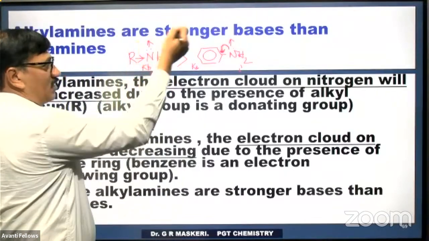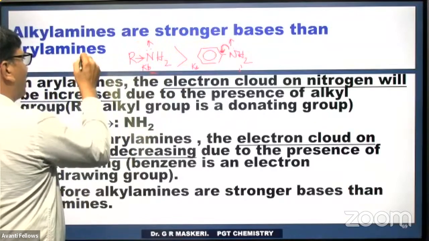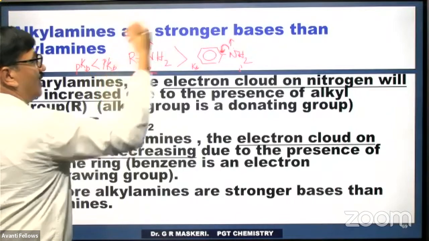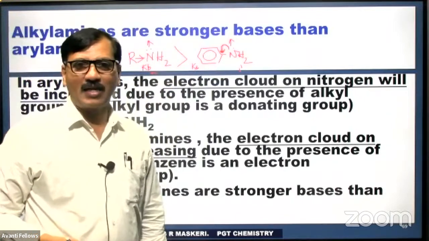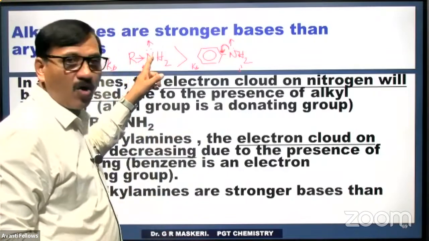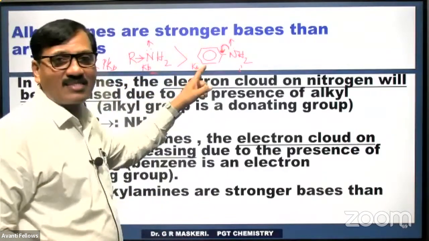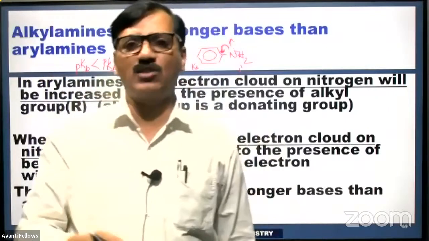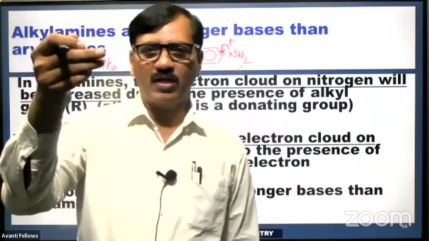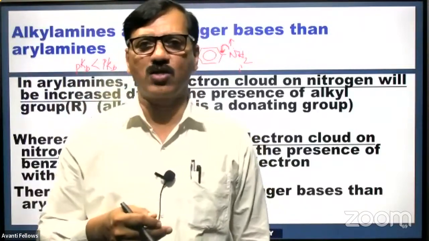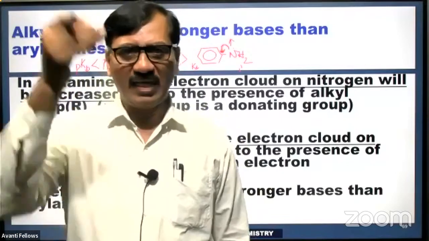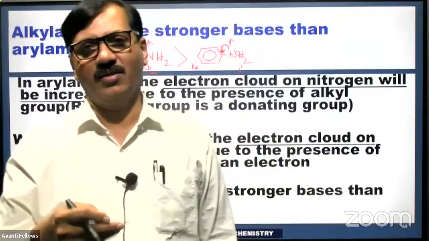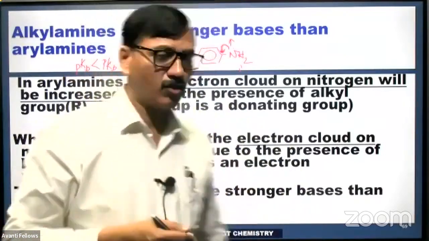If Kb of alkyl amines is more than that of aryl amines, then the pKb value is less than the pKb value of aryl amines. So it is inversely related. If the Kb value of this is more, the pKb value is less than that of aryl amines. What is this pKb value? Just as with hydrogen ion and pH value, the negative logarithm of hydrogen ion concentration is called pH. In the same way, the negative logarithm of Kb is called pKb. So it is also related like this.